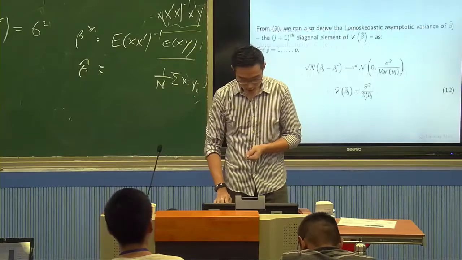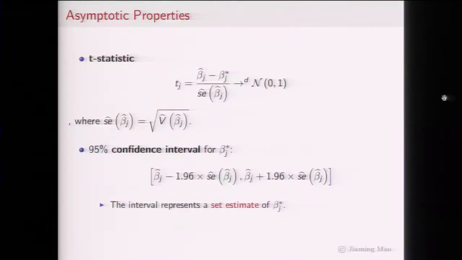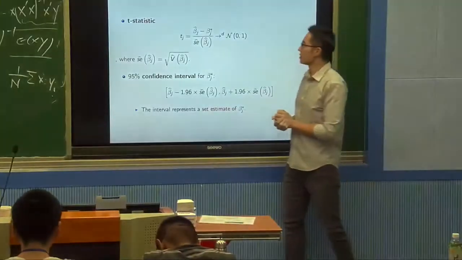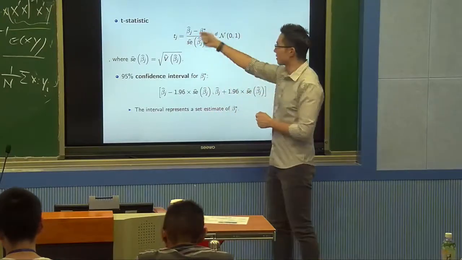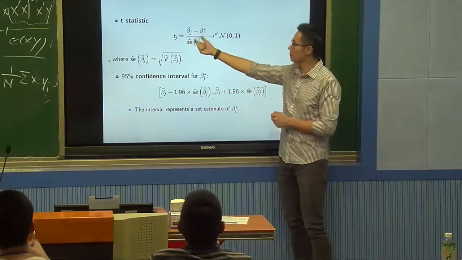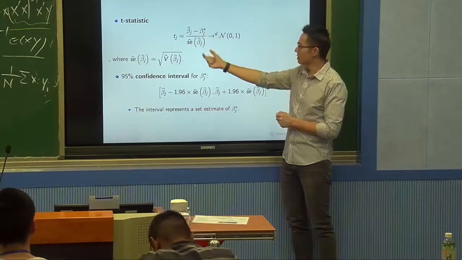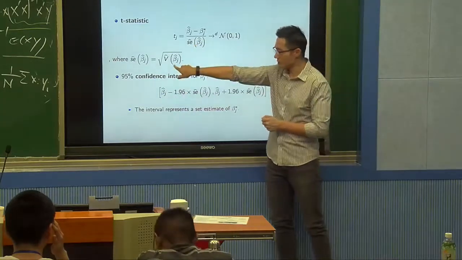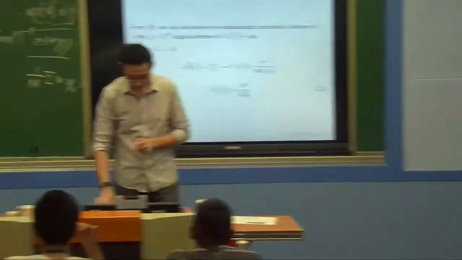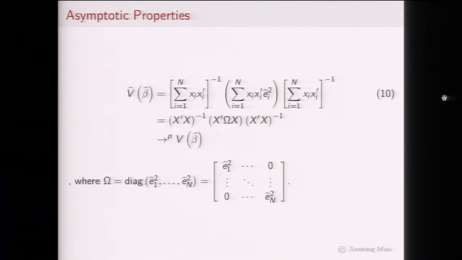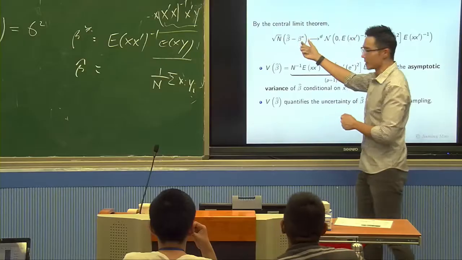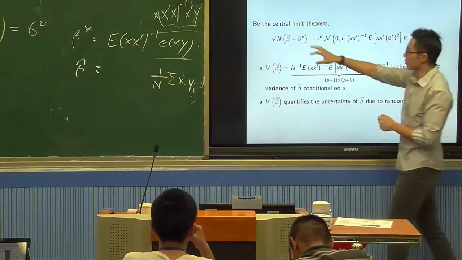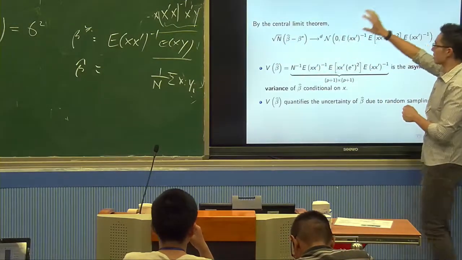Now, once we can estimate the variance, then we can do hypothesis testing, right? So the famous t statistic, which is beta j hat, this is your estimate beta minus the true beta j star, divided by your estimated standard error. The standard error is really the square root of variance, right? So let's follow the logic here. The logic here is that beta hat minus beta star is approximately a normal distribution. Once we divide by a square root, it's approximately a normal distribution.